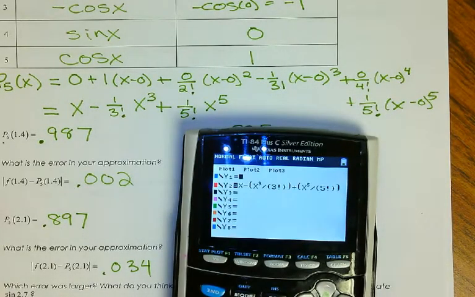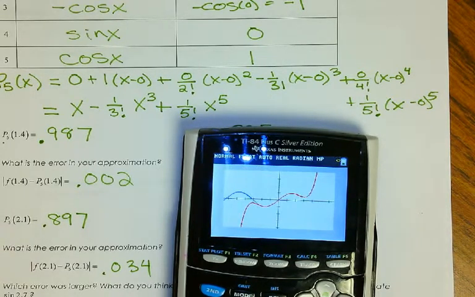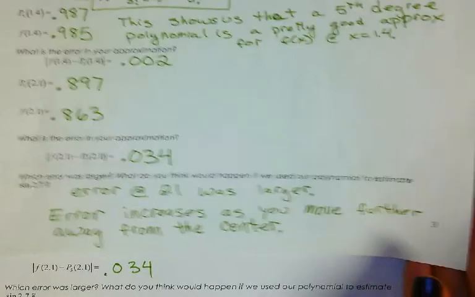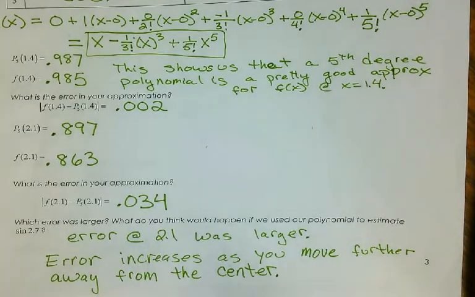And you can kind of recall that from when we graphed it, right? The overlap was really good when you're near the center, but then you get a little bit further off. So it's not exact, but it gives you a pretty good estimate. As you move further from the center, the error was larger. So the error was larger when you were estimating using the 2.1, and the error increases as you move further away from the center. Okay, so that's a crash course in Taylor polynomials.